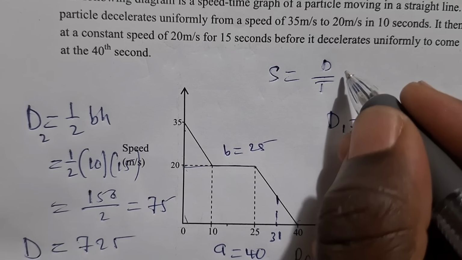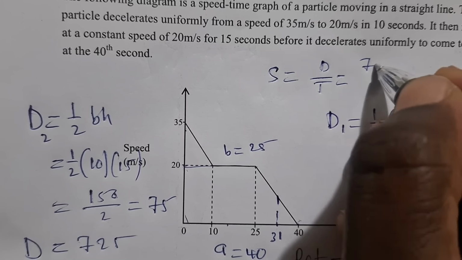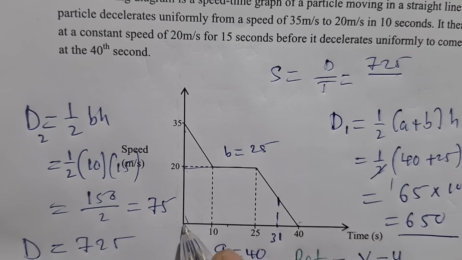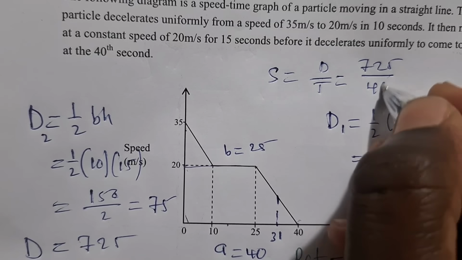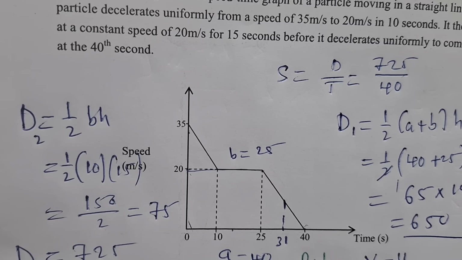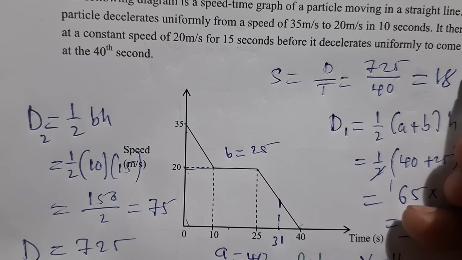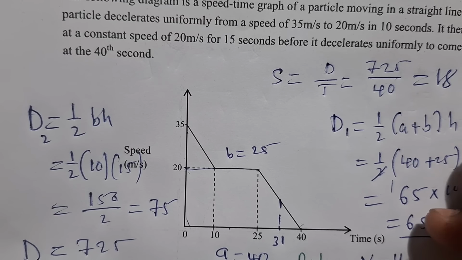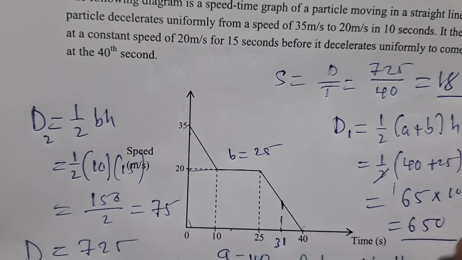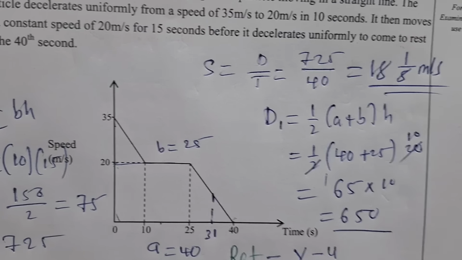Now using this formula, I can say equal to 725 over the total time from here to here, it's 40. So when we divide by 40, we are getting 18 and 1 over 8 meters per second. This is our answer right over here.